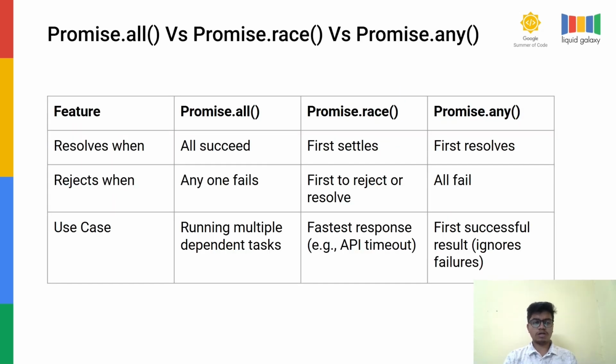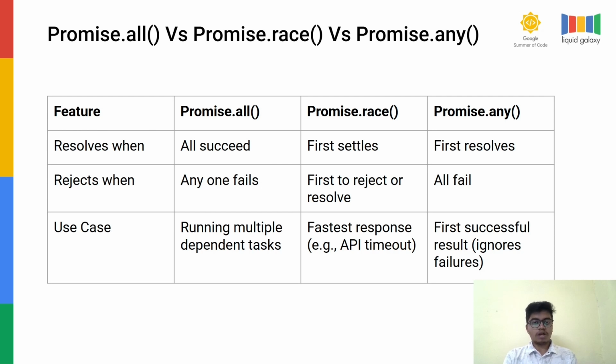Now we will take a look at the comparison between Promise.all, Promise.race, and Promise.any. We have already discussed Promise.all in the previous slides. Promise.all helps in parallel execution of all the promises, and it resolves only when all of the promises get resolved successfully, and it rejects when any one of them fails.